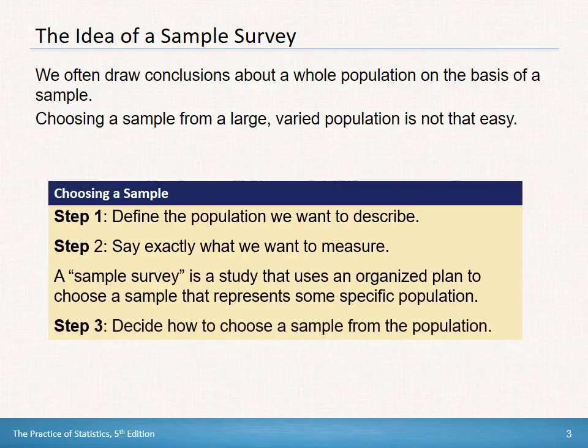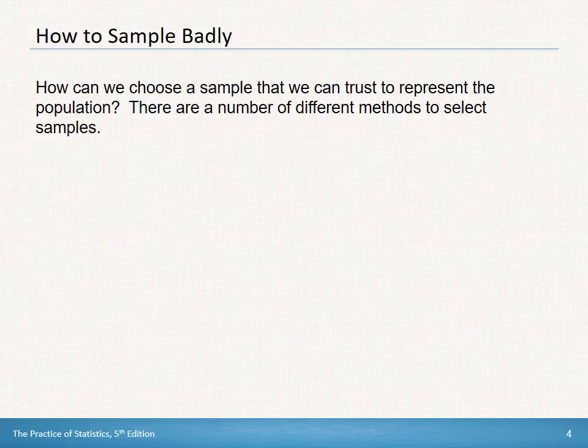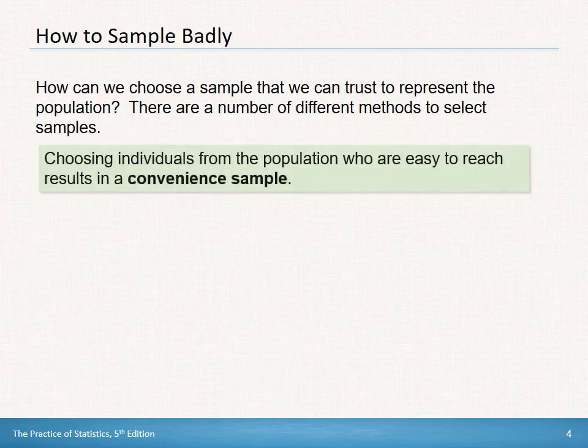And then step 3, you want to decide how to choose the sample from the population. There are good ways to choose samples and there are bad ways to choose samples. So now we're going to look at how to sample badly. So how can we choose a sample that we can trust to represent the population? There are many different ways to choose a sample. Some of them are good and some of them are bad. We're going to look at some of the bad ones.